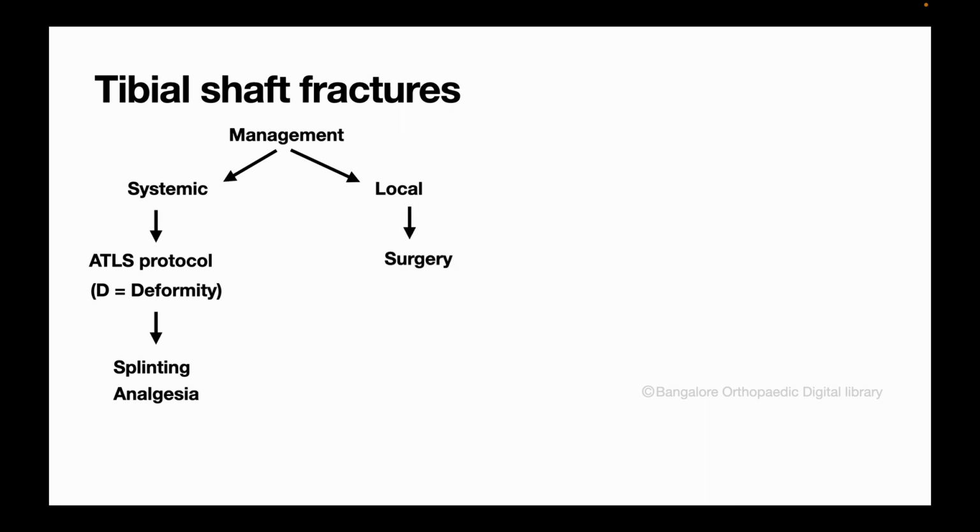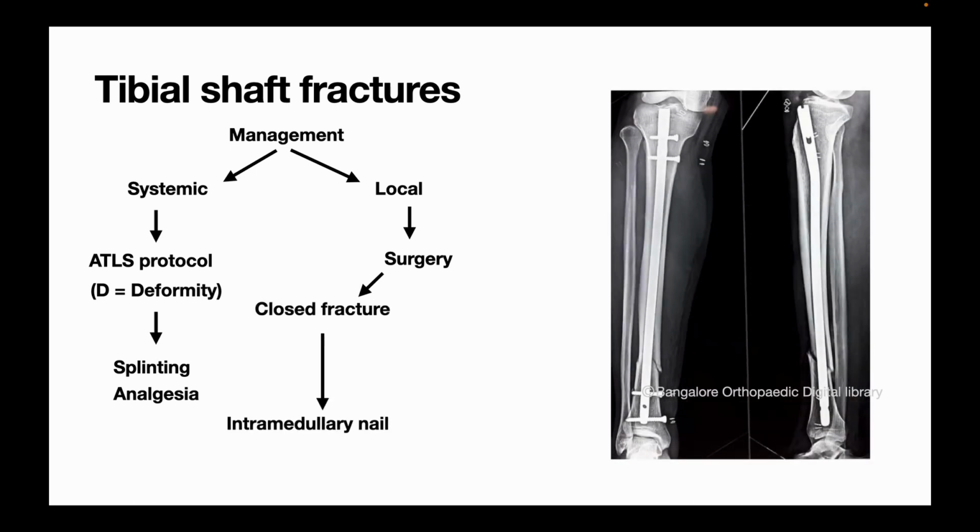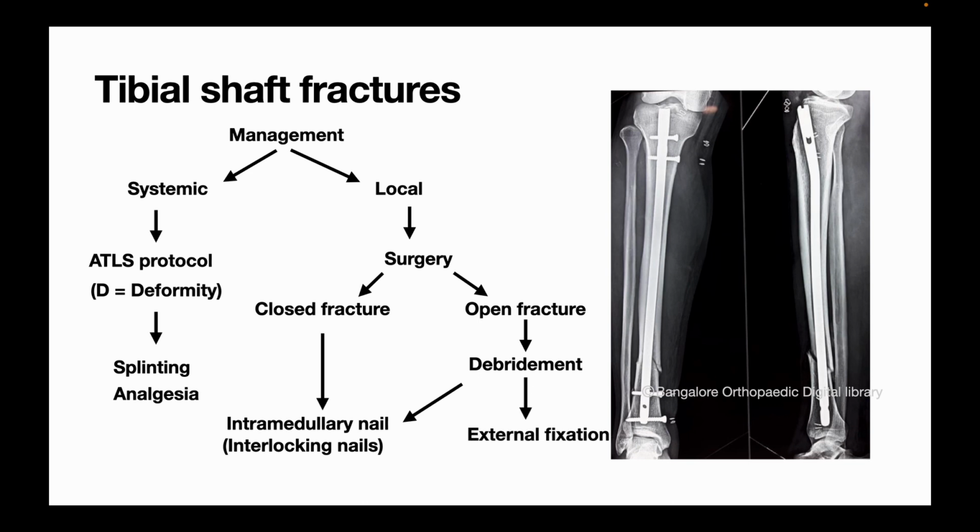A closed fracture is treated with an intramedullary nail as shown here. Open fractures are converted to closed injuries by appropriate soft tissue management such as debridement, and either an intramedullary nail or an external fixator is used to fix the fracture.